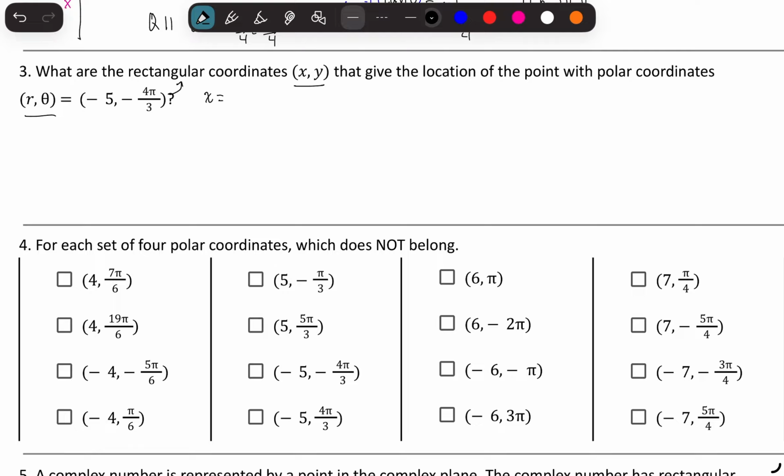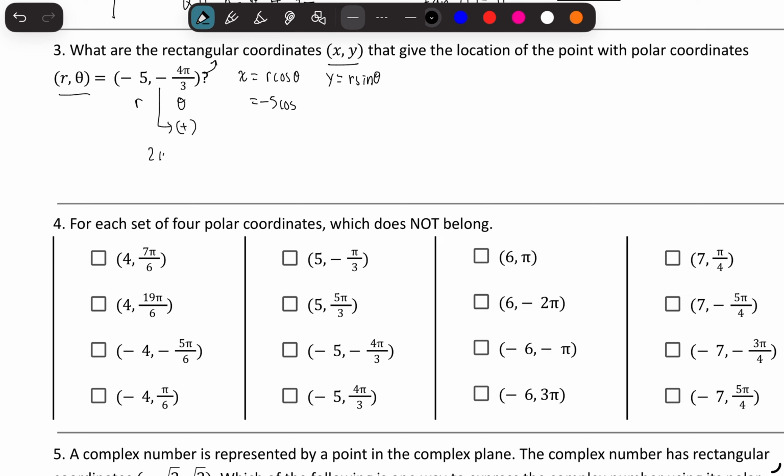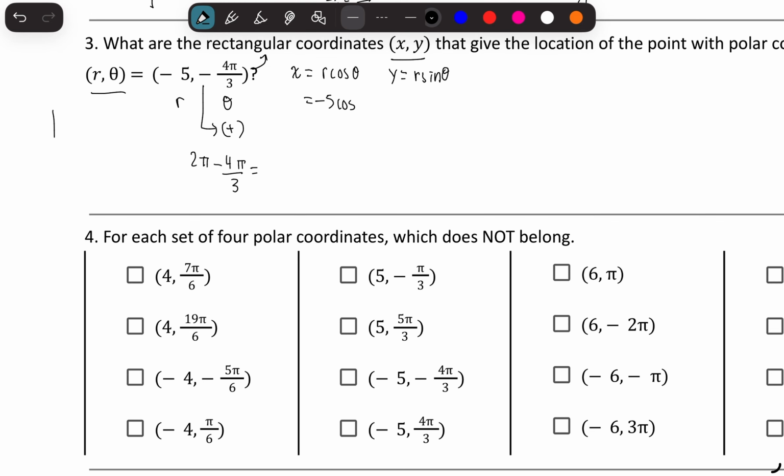So x is our r cosine theta, y is our r sine of theta. Our radius here is -5, and our theta is -4 pi over 3. But we have a negative angle, and we want to make it into a positive angle because it's easier to work with. So to do that, we can add it to 2 pi and then find the corresponding angle that is there, that is positive instead. And you might think that doesn't work, but it does work because the angle is going to meet at the same location.